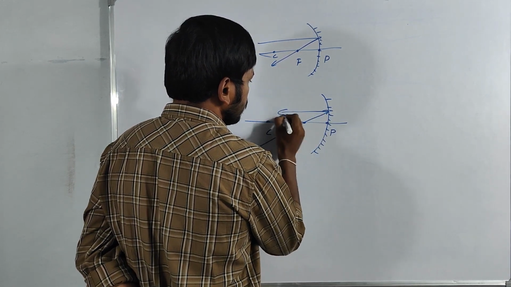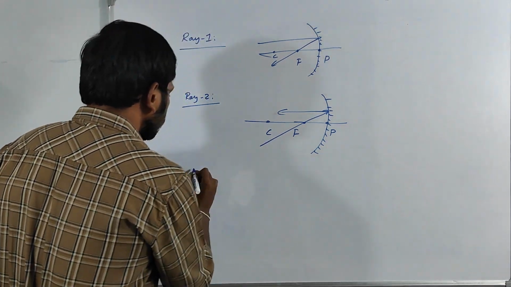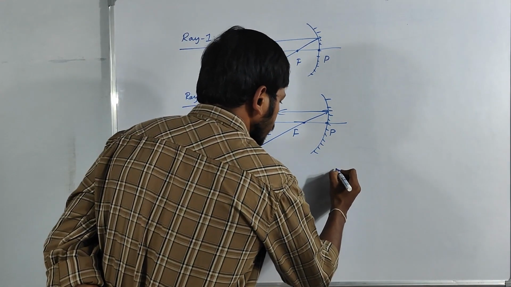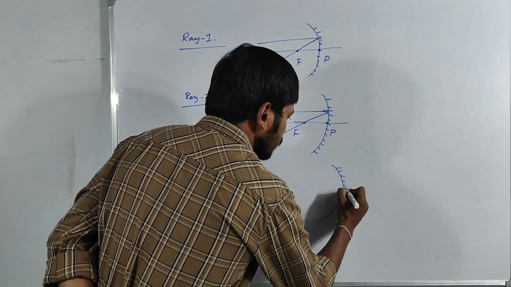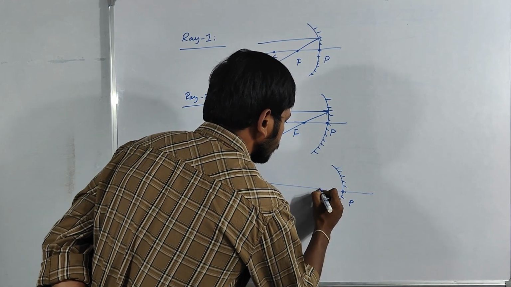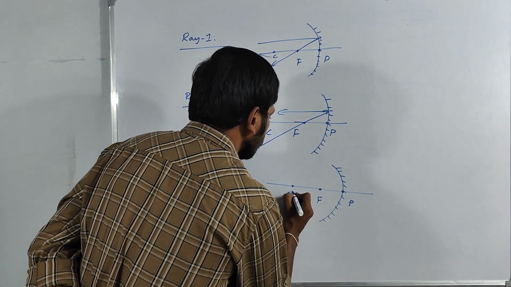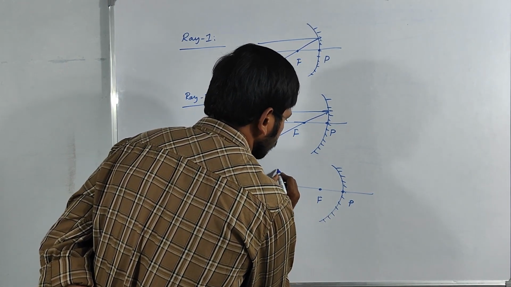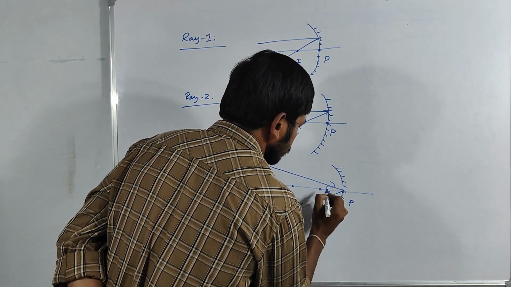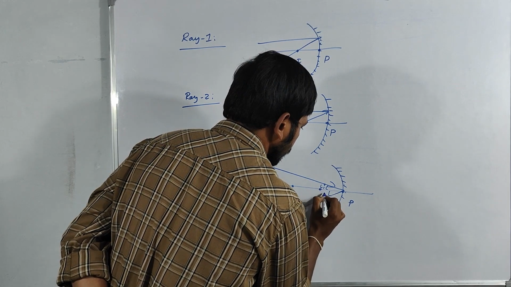The third ray rule says angle I is equal to angle R at any point on the spherical mirror. That is valid for any type of reflection. This angle is equal to this angle, angle I equals angle R.